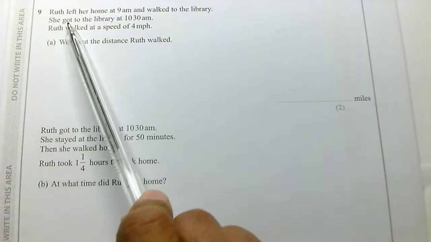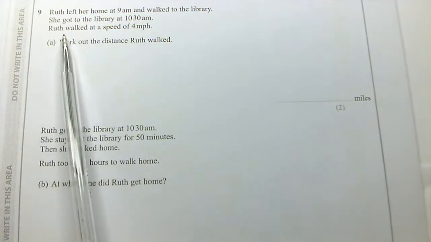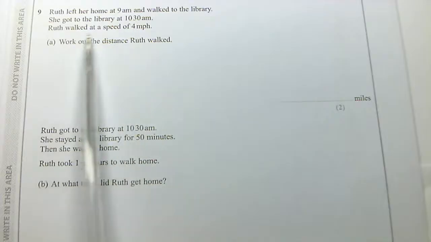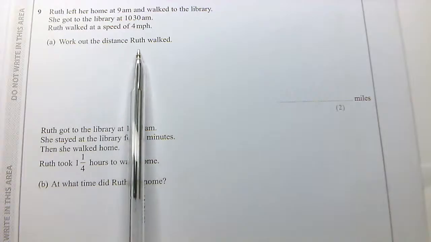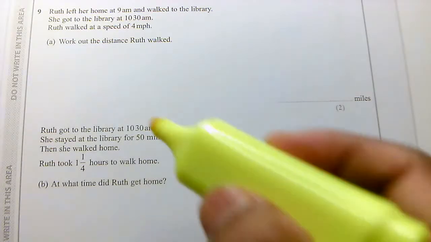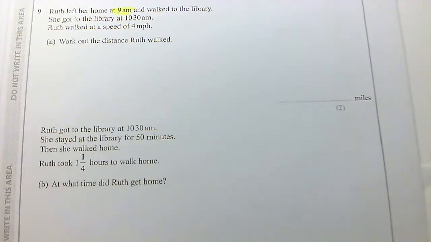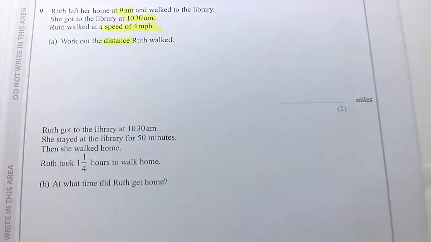So it says, Ruth left her home at 9 a.m. and walked to the library. She got to the library at 10:30 a.m. Ruth walked at a speed of 4 miles per hour. Work out the distance Ruth walked. So if I highlight, look at my information, I've got Ruth left her home at 9 a.m. and walked to the library. She got to the library at 10:30 a.m. Ruth walked at a speed of 4 miles per hour. Work out the distance that Ruth walked.